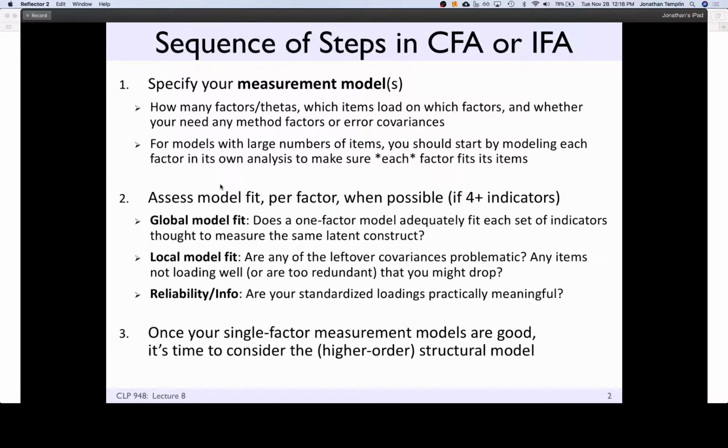So again, you specify your measurement models, and then you go and estimate them separately. And for each one of them, you figure out whether they fit, and you need them to fit. So you do the same type of information we typically would do. Look at global model fit, look at local model fit. You may want to quantify how much reliability or test information you have. And then once your single factor measurement models are good, then you can put them into a big, large model itself. And if you're interested, you can think about the higher order structural model.